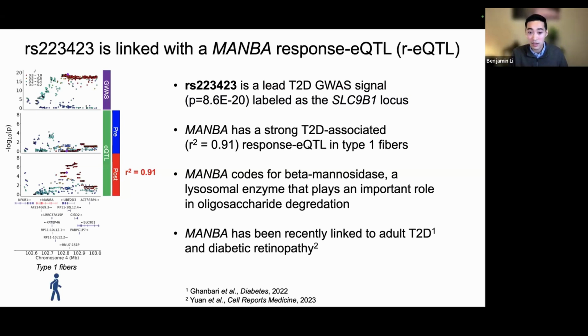And MAMBA is actually a lysosomal enzyme that plays an important role in oligosaccharide degradation, and has recently been linked to type 2 diabetes. This really drives home the point that if we're not seeing a lot in the basal context, really understanding these eQTL in a disease-relevant stimulatory context can provide additional and perhaps new insights into how these risk signals are acting and exerting influence on a disease.